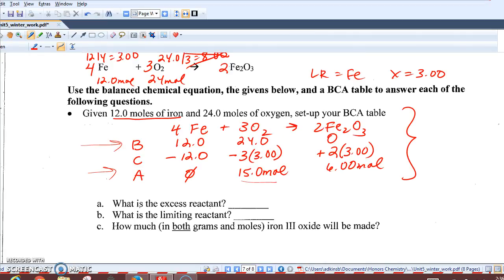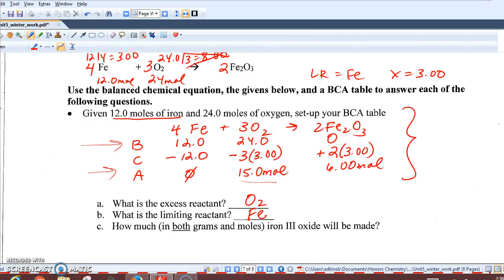So it says, well, what is the excess reactant? Well, it's the reactant that you have something remaining when you get done. So that would be the O2. What's the limiting reactant? It's the reactant that you don't have any of, and the one that gave you the smallest x to begin with. So that would be iron.